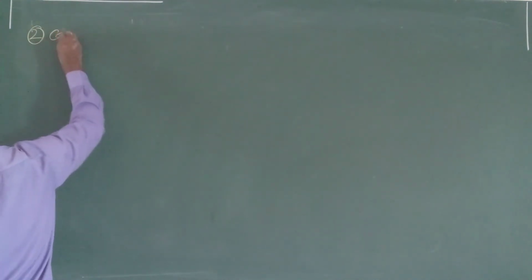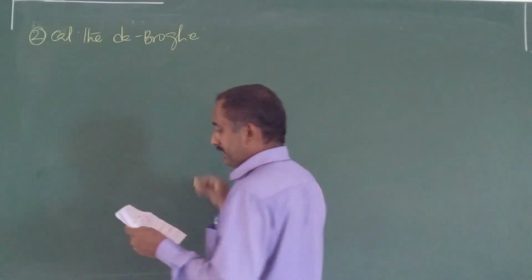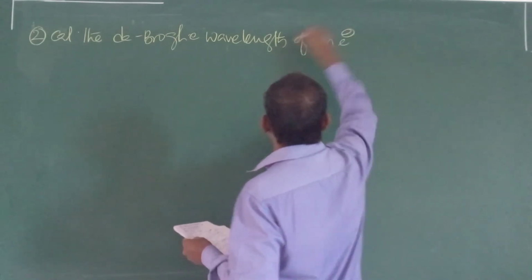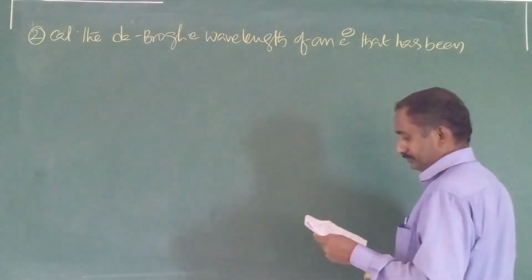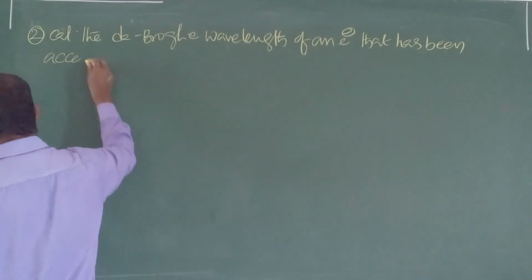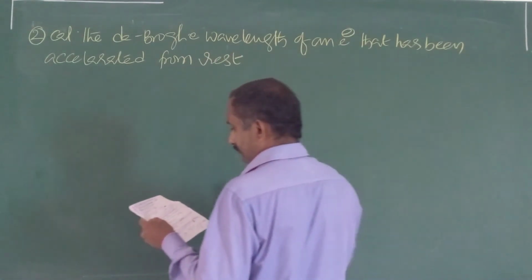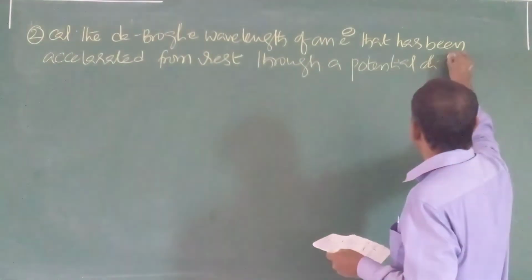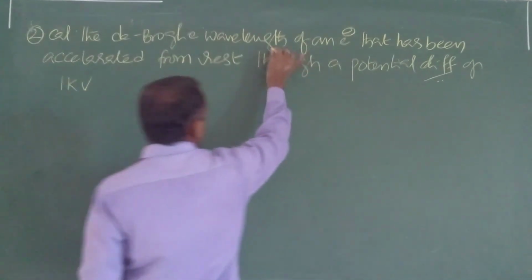Next, second one. Calculate the de Broglie wavelength of an electron that has been accelerated from rest through a potential difference of 1 kilovolt. So here, again, they are asking the wavelength of an electron.